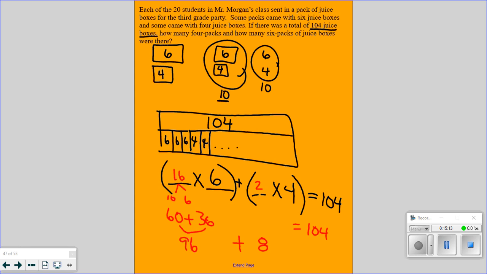I need you, if you sit at tables 1, 2, 3, 4, to turn this into the math bin, please.